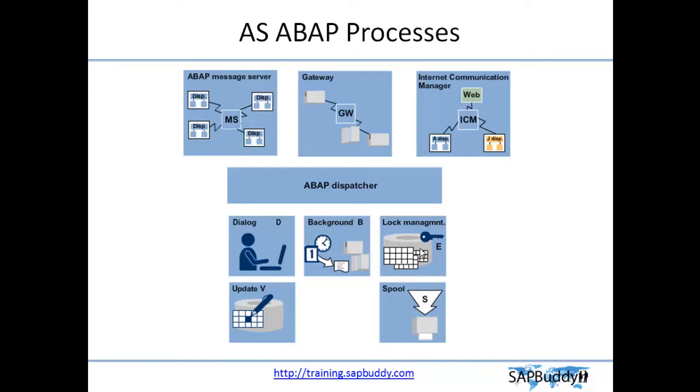Then the lock management, which we have seen already. Lock management, or enqueue management, is used whenever you update any data or record in the SAP system. This needs to be locked so that another user will not update or edit this specific record. The lock management is called the enqueue work process, represented by E, dialog work process D, background work process B. Then we have the update work process, which is V. This is to update the changes in your database.